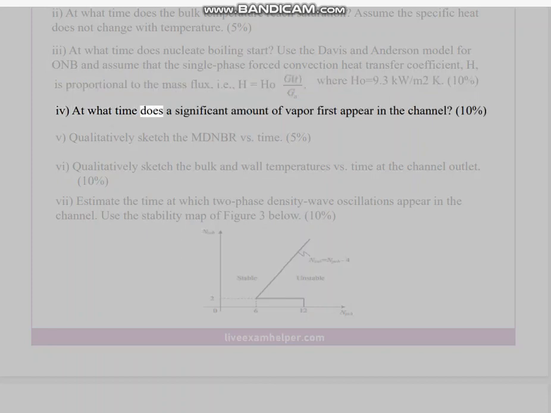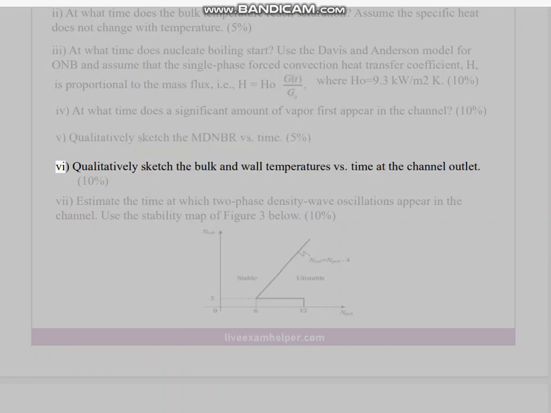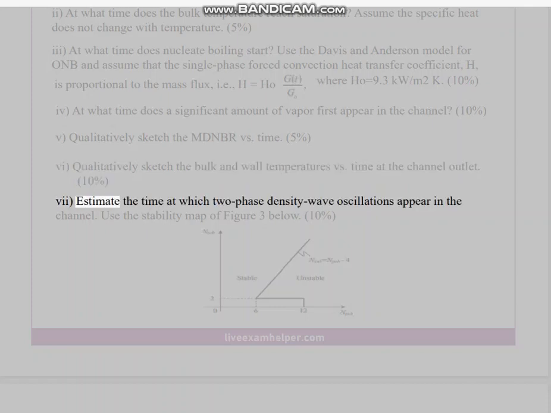4. At what time does a significant amount of vapor first appear in the channel? 10%. 5. Qualitatively sketch the MDNBR versus time. 5%. 6. Qualitatively sketch the bulk and wall temperatures versus time at the channel outlet. 10%. 7. Estimate the time at which two-phase density wave oscillations appear in the channel. Use the stability map of Figure 3 below. 10%.